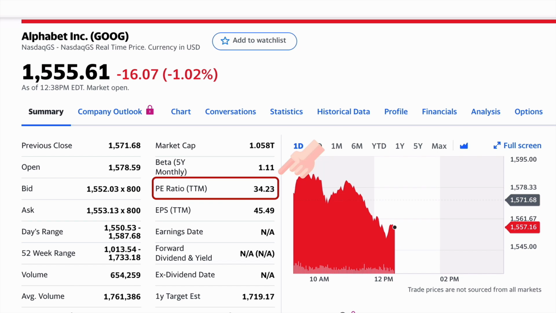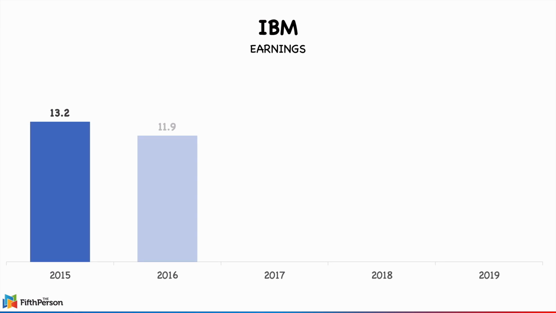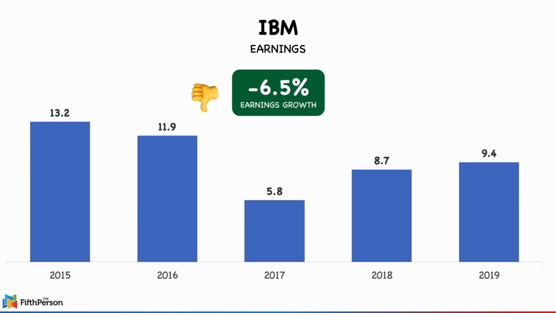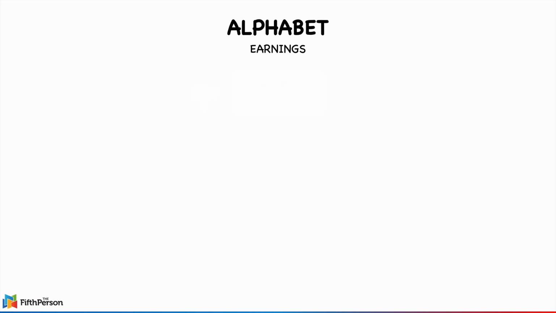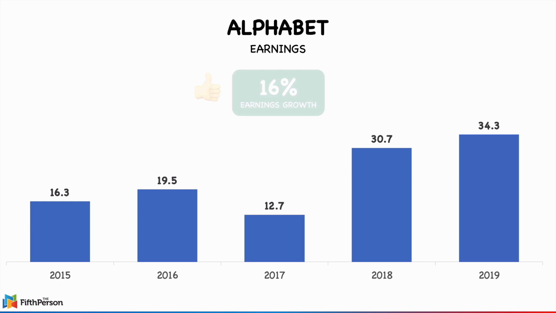But next, let us compare the past 5 years net profit growth of IBM versus Alphabet. If you look at IBM, the past 5 years earnings growth has been decreasing, and it gave a compound annual growth rate of negative 6.5%. And if you look at Alphabet, the past 5 years earnings growth has been consistently on an uptrend, and it gave you an earnings growth of 16%.